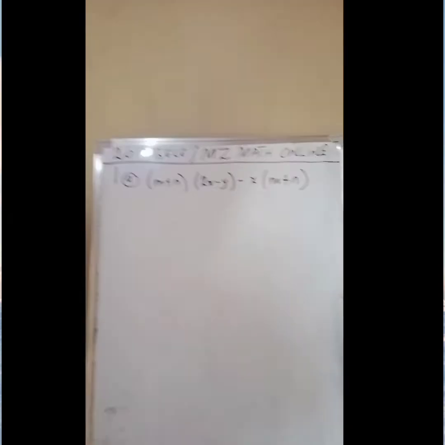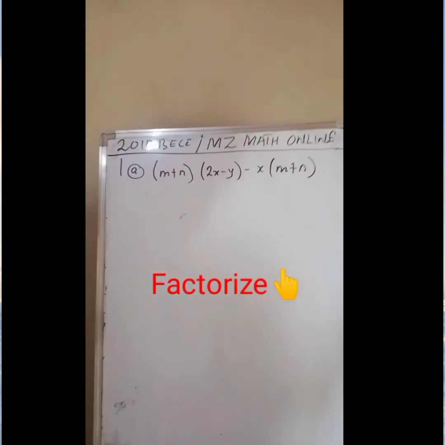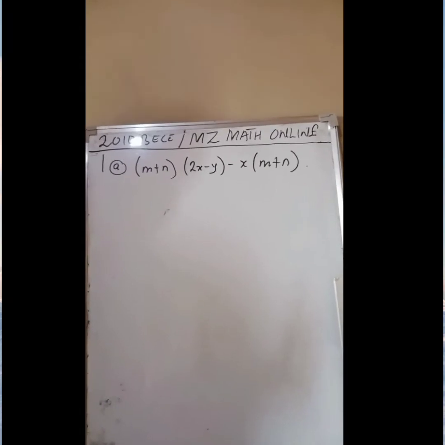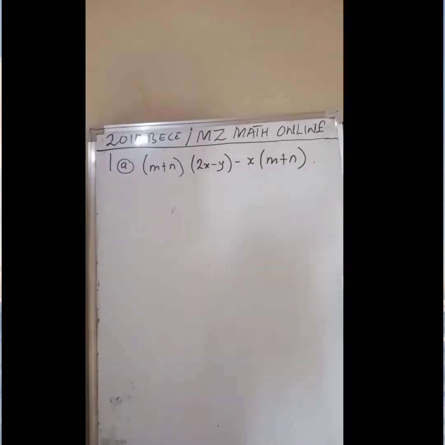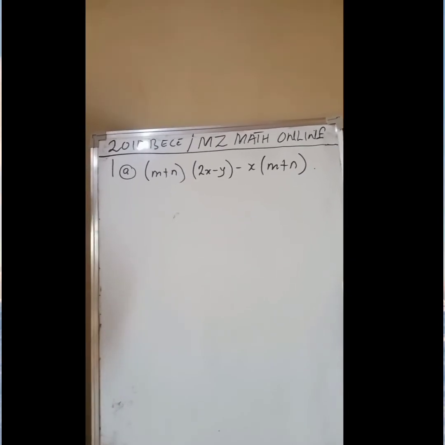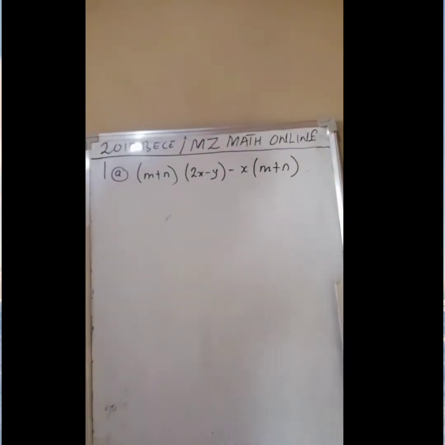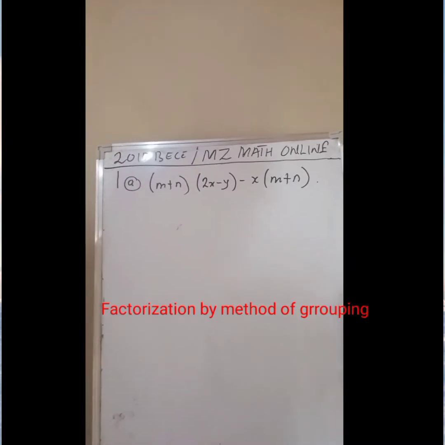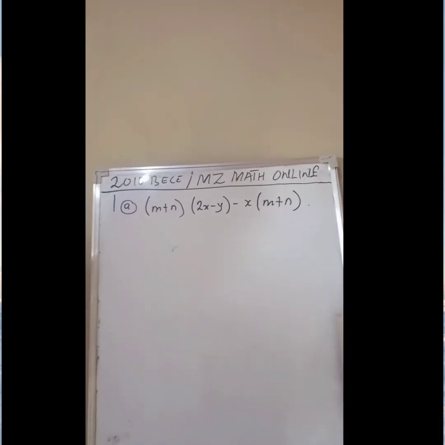Now, question 1A. We are asked to factorize the expression (m + n)(2x - y) - x(m + n). So let's see how we can factorize it. Whenever they give you an expression to factorize, you have to look at the expression very well. Looking at this expression, you can see that it is a type of factorization we call the method of grouping. With the method of grouping, usually there are 4 terms, of which you group 2 common terms as a group, and the other two as a group, and then you factorize it.